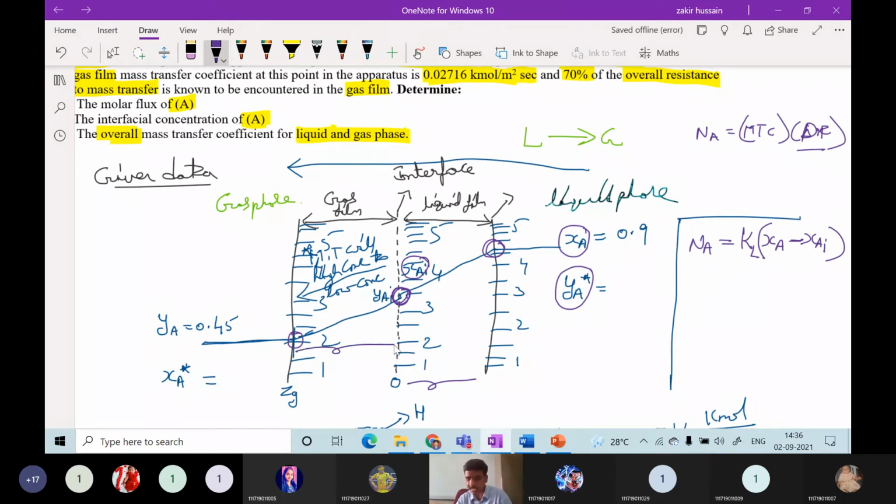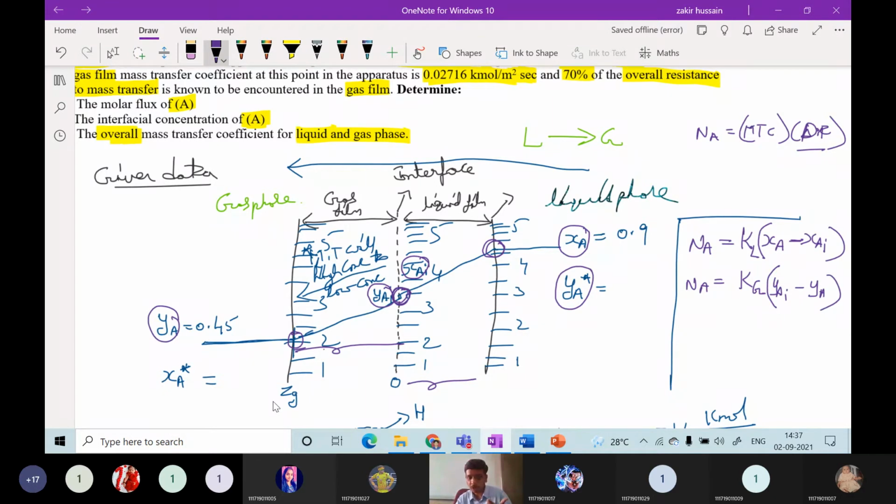If you want to write for this gas film, how can you write? NA is equal to K. So this is gas film, so we have to write one film only. We have to write not O. O means overall, where throughout two films you are simultaneously operating. But here only one film we are concentrating. So Kg into higher concentration region. So higher concentration is YAI, and in the gas phase lower concentration is YA. So this is YAI minus YA.